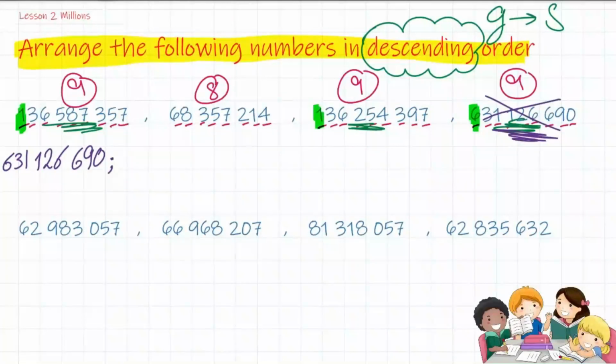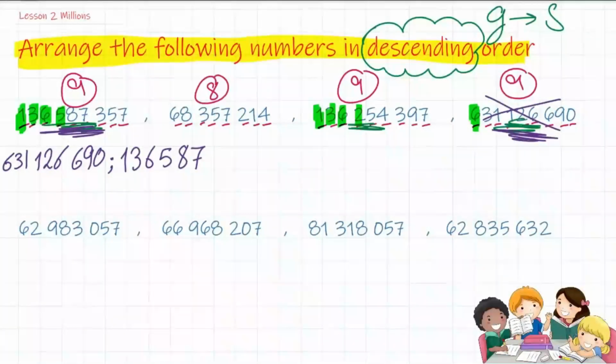Okay, let's continue to compare between these two numbers. We have here 3 and we have here 3. We have here 6, we have here 6. The same digits. Let's move to the next digit. We have here 5 and we have here 2. Of course 5 is greater than 2. So let's write this number here, 136,587,357. Okay, let's cancel it out.